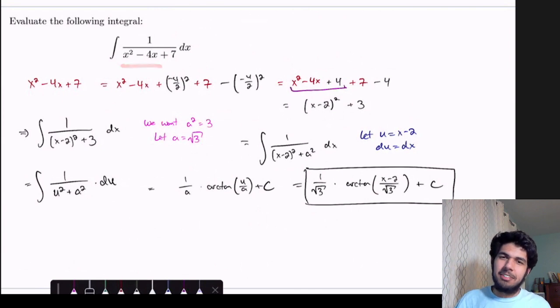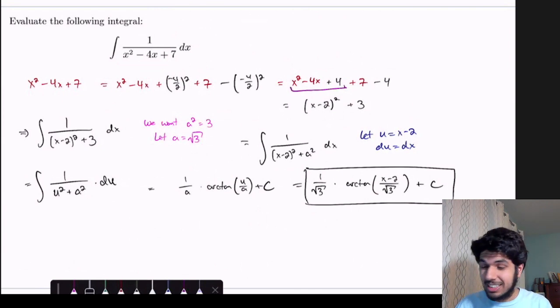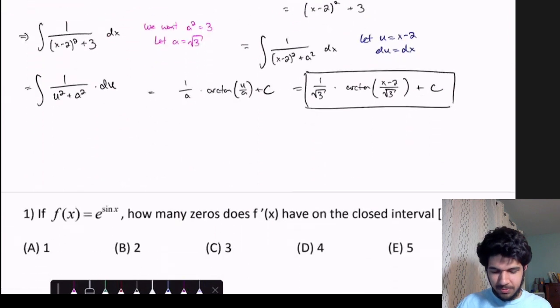So when we see this kind of polynomial in the denominator, maybe think about completing the square. But later in the semester, later in future videos, we'll learn another way of handling integrals with polynomials in the denominator. So be on the lookout for that. But for now, consider completing the square. Just another trick to add to your toolbox.